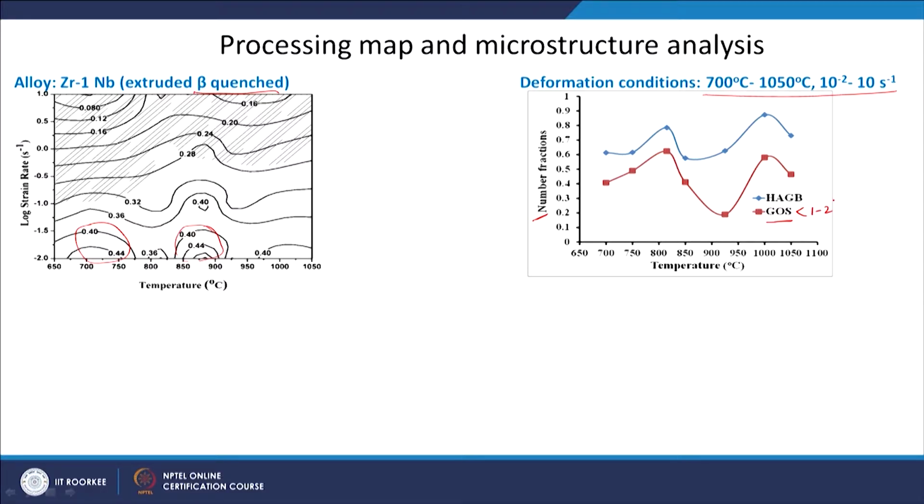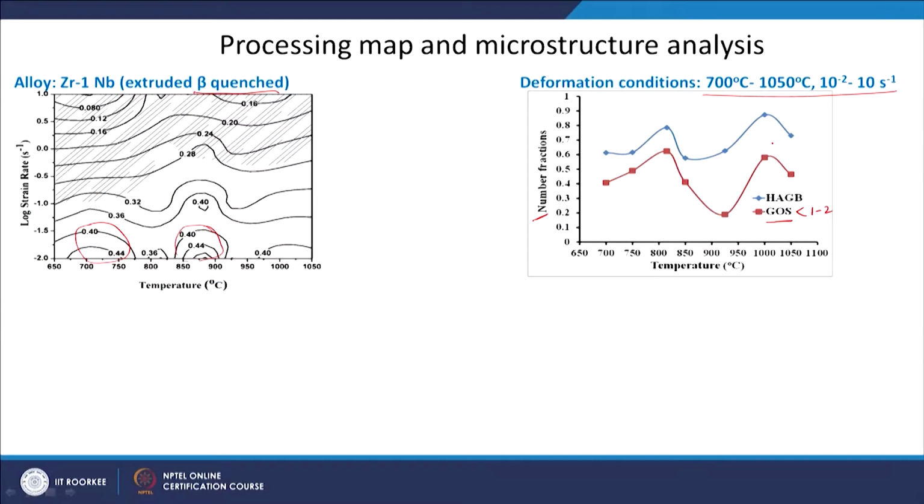So, grain orientation spread was taken as some value that it should be less than 1, and we look at what fraction of grains have this value. If the fraction is high, that means the microstructure is recrystallized. If the fraction is low, the microstructure is not recrystallized. So, when I see a high value, it should be recrystallized.